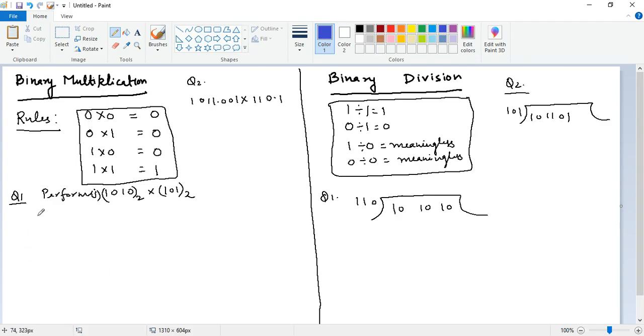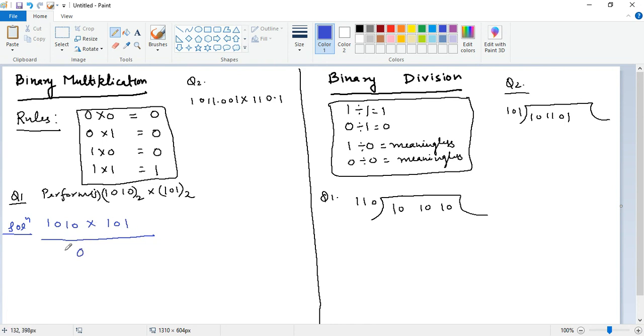Firstly, we will consider this question. We have to perform binary multiplication, means base 2, and the numbers also consist of 1 and 0 only. So 1010 multiplied by 101. So let's see how to do this. When you multiply this 1 by 0, 1 into 0 means 0.